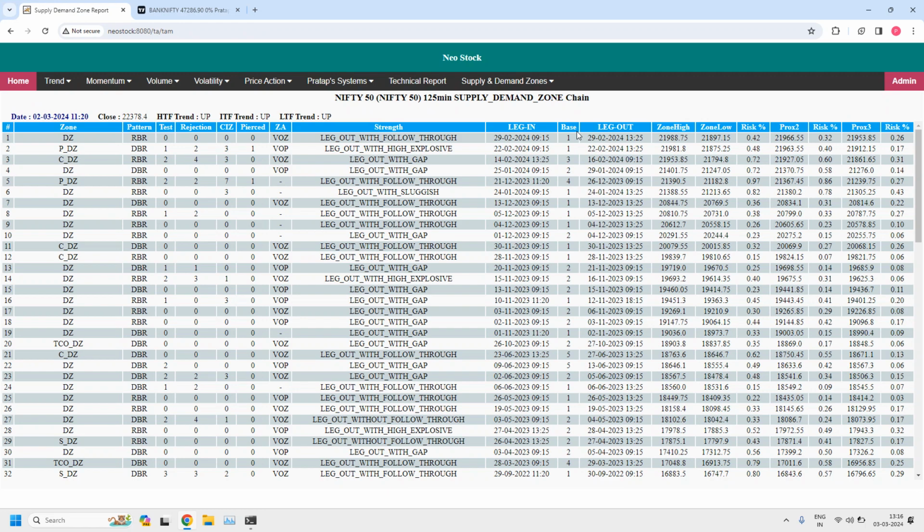Look how many seconds it is taking. Okay, so these are the 125 minute zones. The third one is the nearest high liquidity zone, at the 21,953 level. So you need to pause the video and study, because I'm giving you very little time.